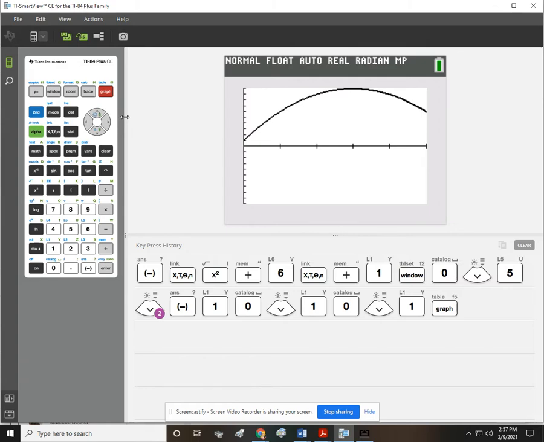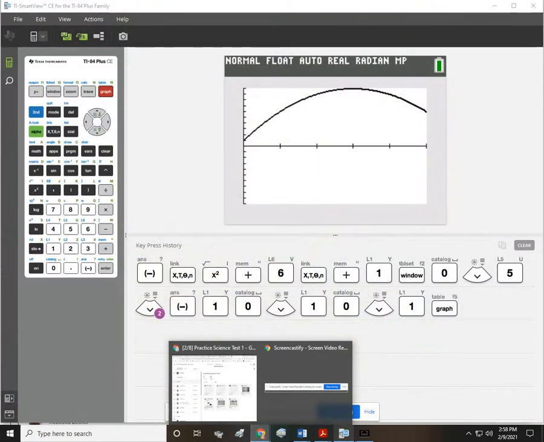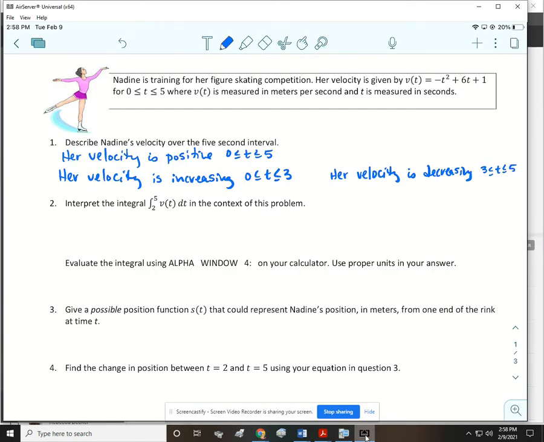All right. And then it looks like her velocity is increasing at the beginning. And it looks like it's increasing from 0 to 3. And then she slows down a little bit. Her velocity gets smaller. So velocity is decreasing from 3 to 5.